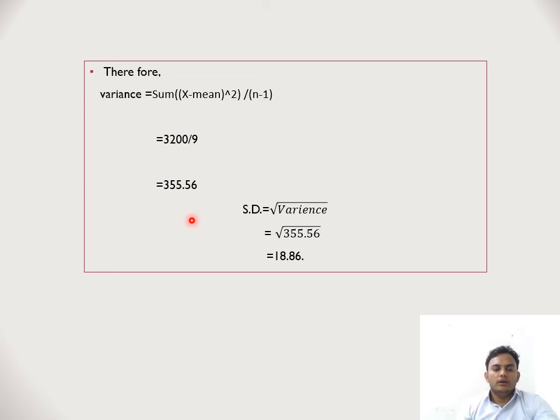After calculating, 355.56 is the variance. And now for the standard deviation, we simply need to take the square root of that variance. The square root of 355.56 is 18.86, which is the value of the standard deviation.